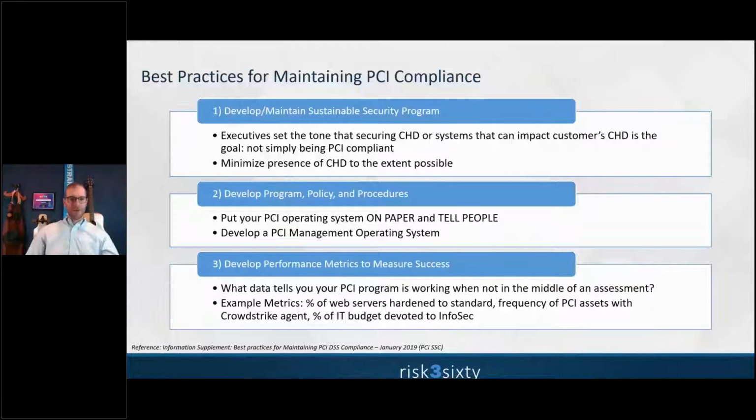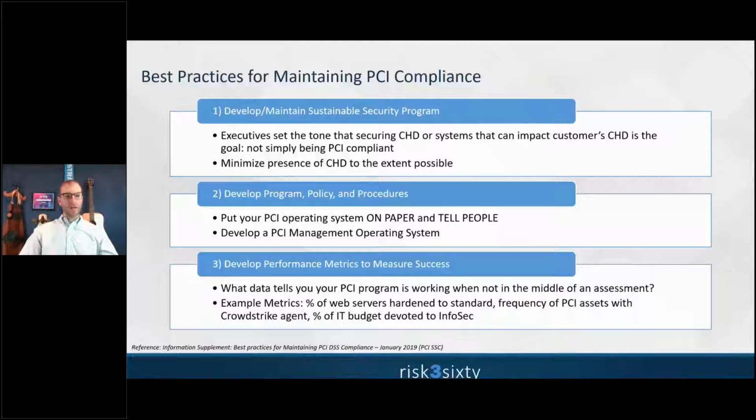You have got to put your PCI operating system on paper, and you have to tell people. Like, people need to know about it, right? Having an analyst or a manager writing down a document but not telling anybody is going to be wholly insufficient. Having that happen and having executives not back it up and support it and advocate for it is also not going to cut it, right? So you have to have communication. And it has to be formalized on paper.